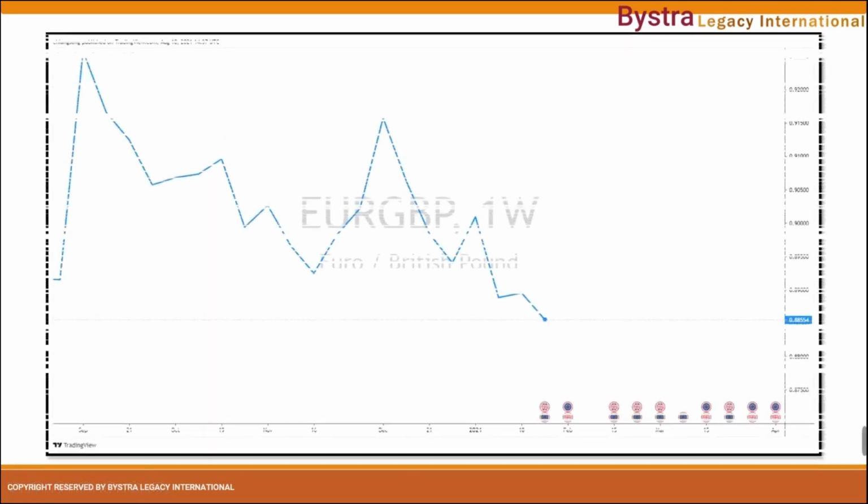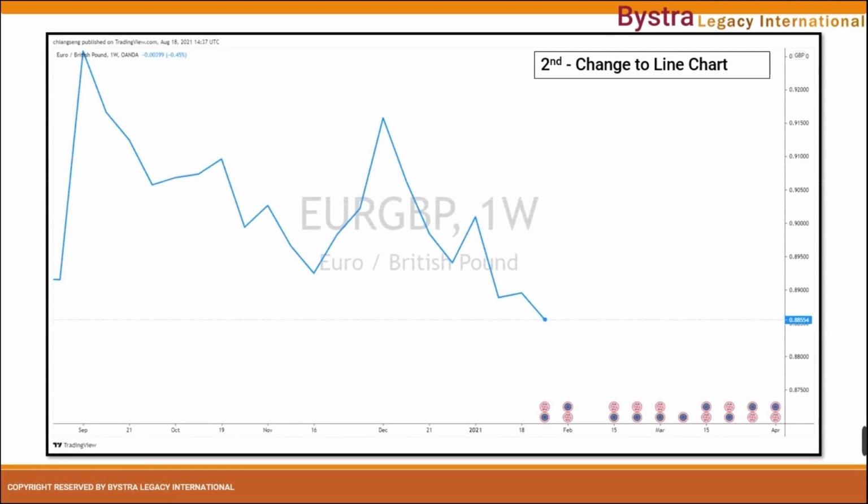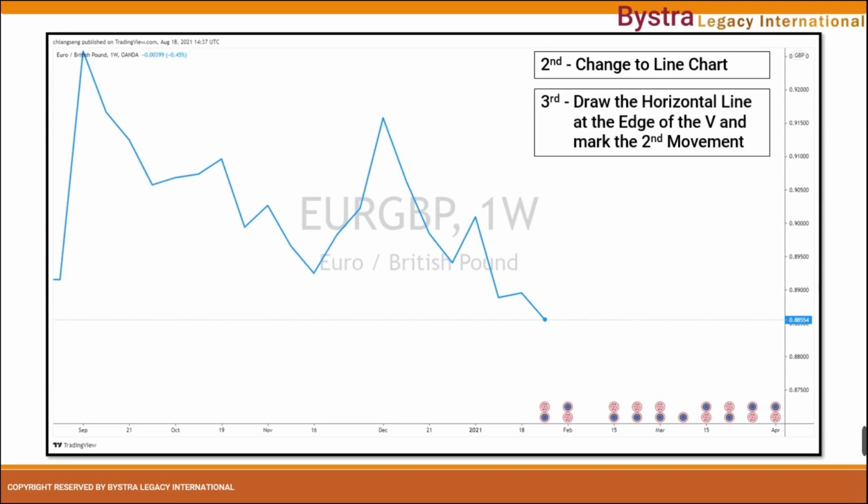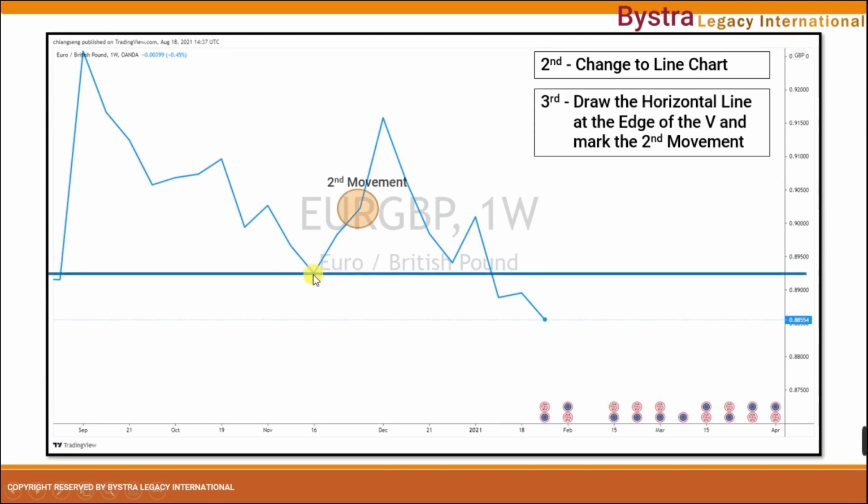So next, we go to the line chart. We change to the line chart, and then what should we do? We mark the horizontal line at the edge of the V and mark the second movement of the weekly time frame. In this case, this is the danger zone SNR weekly at the support. Therefore, the second movement has to be on the right side, which is this one. Okay.